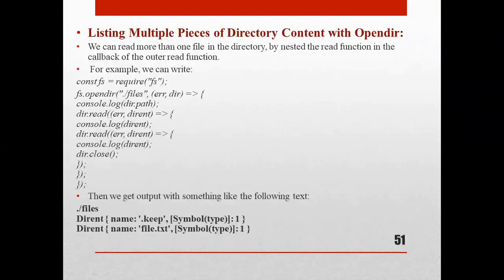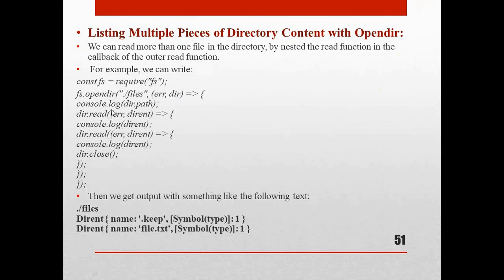Then listing multiple pieces of directory content with opendir. If there is a directory, like abc1, and inside the directory there are multiple directories or multiple files, how do we list the elements from that directory? Here is one example. Write constant fs equals require fs, then fs.opendir with the path name and a callback with err. If there is any error, it will return. Then the callback with dir. Inside the brackets, print console.log dir.path. First it will print the path.